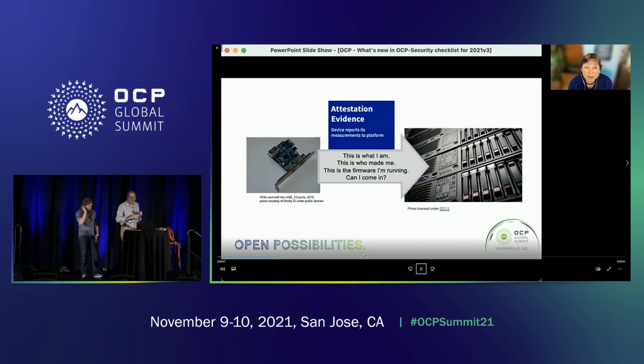So what is evidence and what are measurements? Very simply, the device wants to be added into the platform or the server, and the server wants to admit the devices, assuming they're trustworthy. So the device must report in a trustworthy way what it is, who's the manufacturer, what level of firmware it is running. And the verifier has to look at that and examine the information and decide whether or not to let the device in.